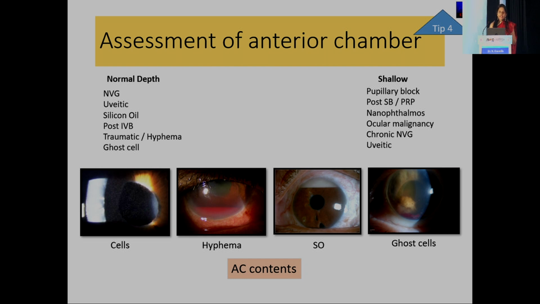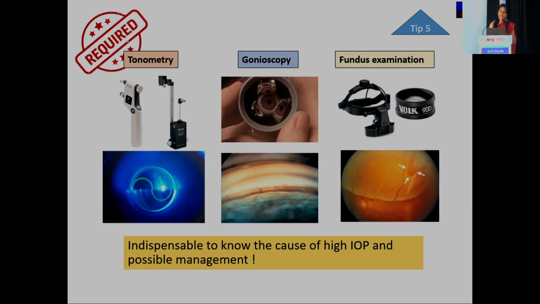And also examine the anterior chamber for contents. So look for the presence of cells, look for the presence of blood, look for presence of silicone oil, how they present. It's usually an inverse hypopyon that you see, like what is seen here. Sometimes there may be retained lens fragments and other things. And now going on to the examination. No examination is complete without you doing a gonioscopy or an intraocular pressure assessment.